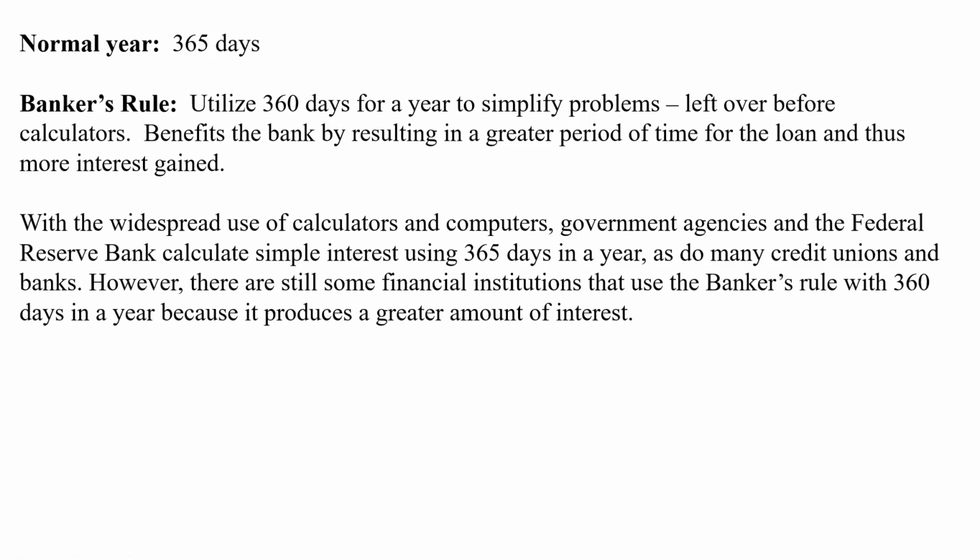Now, with the widespread use of calculators and computers, government agencies and the Federal Reserve Bank calculate simple interest using 365 days in a year, as do most credit unions and banks. However, there are still some institutions that use the banker's rule of 360 days in a year because it produces a greater amount of interest for them when they've loaned money. So for problems, use 365 days unless it specifies a banker's rule or it specifies 360 days. That's going to be a key to note in these things. Okay, so let's stop there and then we'll come back for future value.